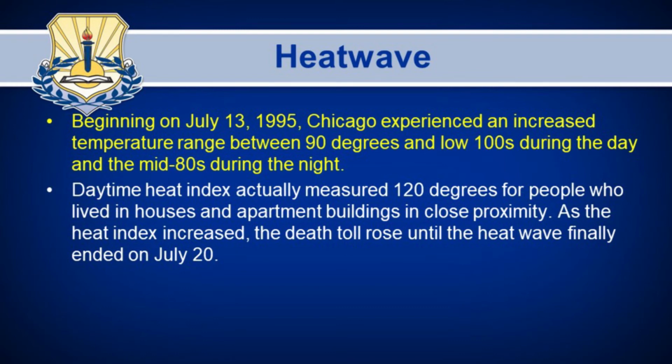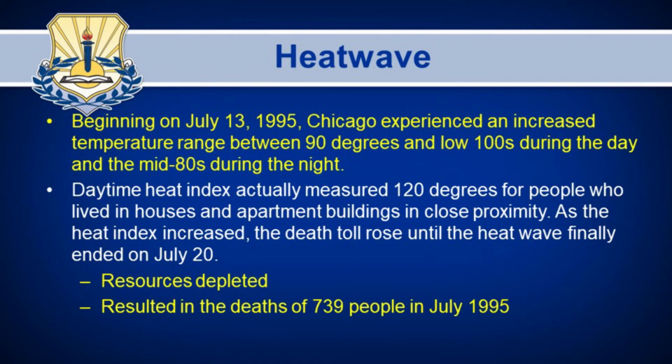So we had one solid week of humid and extremely hot temperatures that caused resource depletion, as well as numerous people that had passed away. The resources were depleted because they were not prepared initially for this type of event, and this heat wave resulted in approximately 739 deaths in July of 1995. That's a lot of people, even with providing them with cooling shelters and fluids and checking on them to make sure that they're okay. It just depends on how the person is going to adapt.